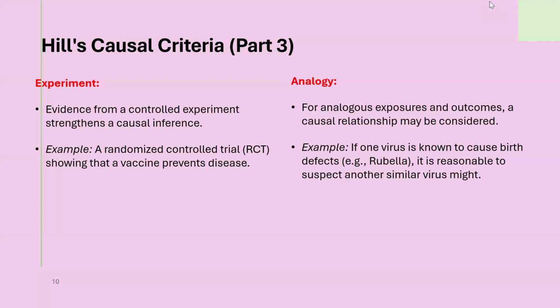The last criteria that Hill considered was analogy, in which for analogous exposures and outcomes, a causal relationship may be considered. Example, if one virus is known to cause birth defects, for example, rubella, it is reasonable to suspect another similar virus might also cause birth defects. For example, another virus in the family of rubella.